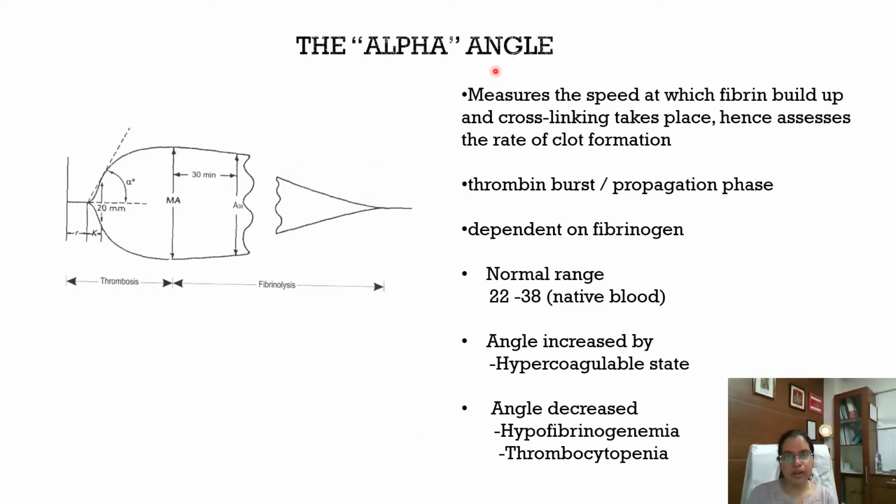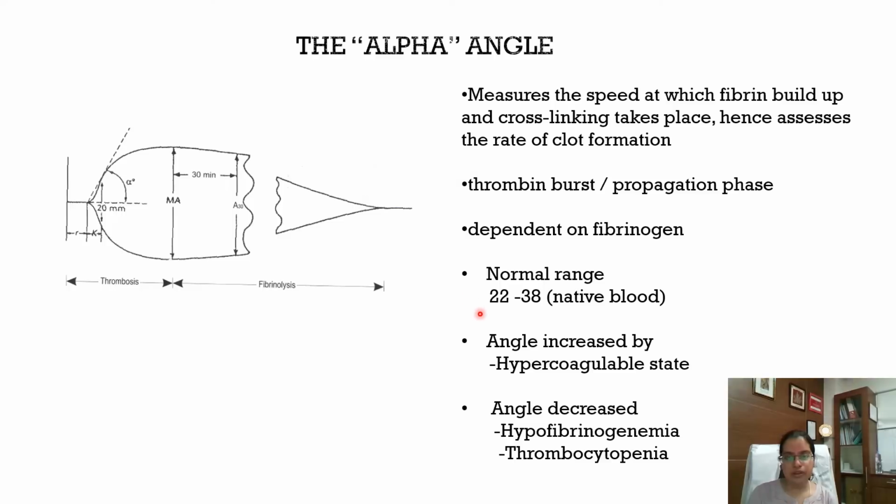Now alpha angle is the speed at which this fibrin buildup and cross-linking takes place. So it measures the rate of clot formation. K is the time to achieve 20 mm strength, and alpha angle measures the rate of clot formation, at which speed the clot is forming. It is dependent on fibrinogen, and it represents the propagation phase or the thrombin burst.